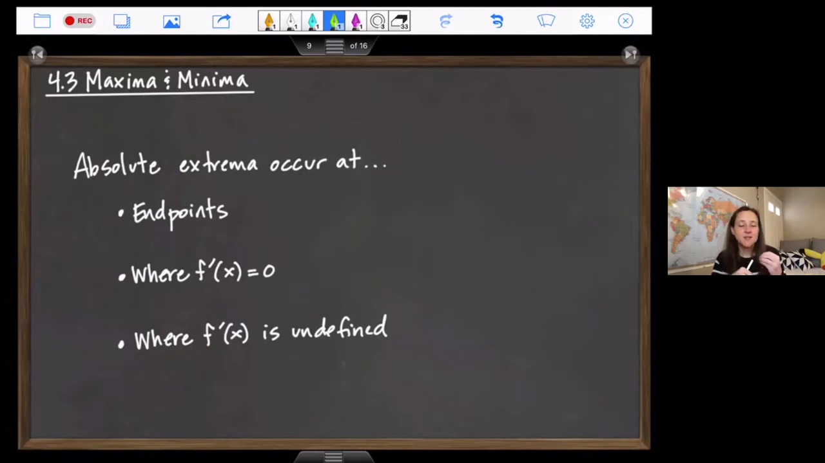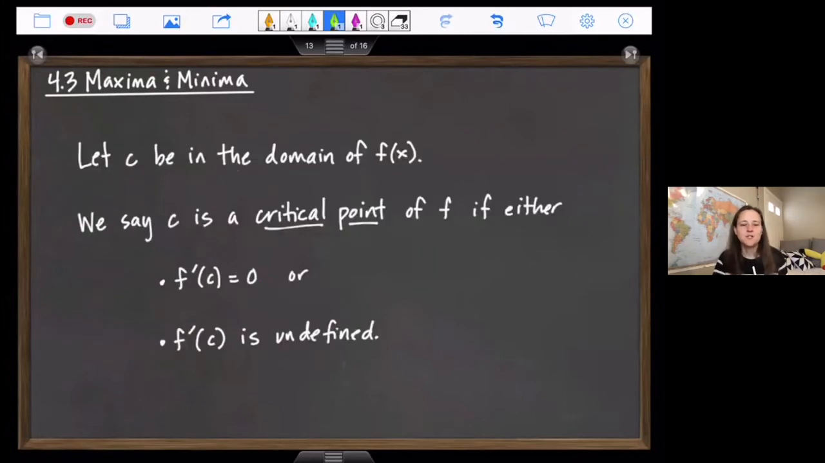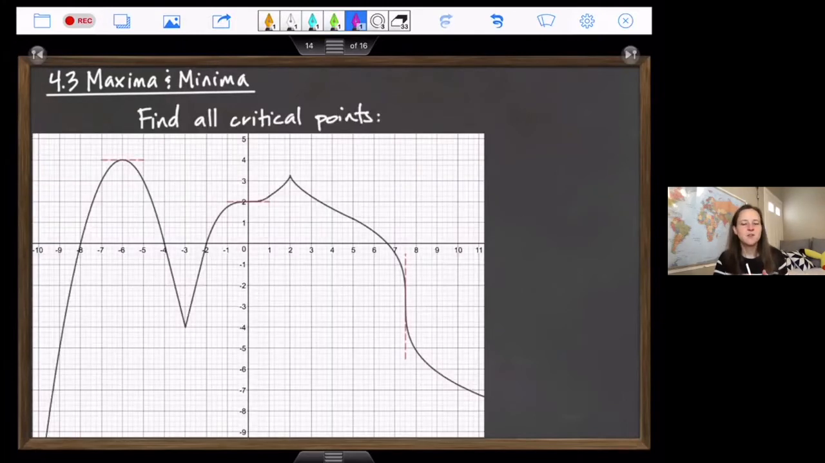We said that those last two bullet points are what we're going to call the critical points of a function, places where the derivative is either equal to 0 or undefined, and that we were going to continue to use critical points throughout the rest of the chapter. So here's our official definition of a critical point. Let c be in the domain of f of x. We say c is a critical point of f if either the derivative is equal to 0 or is undefined at x equals c.